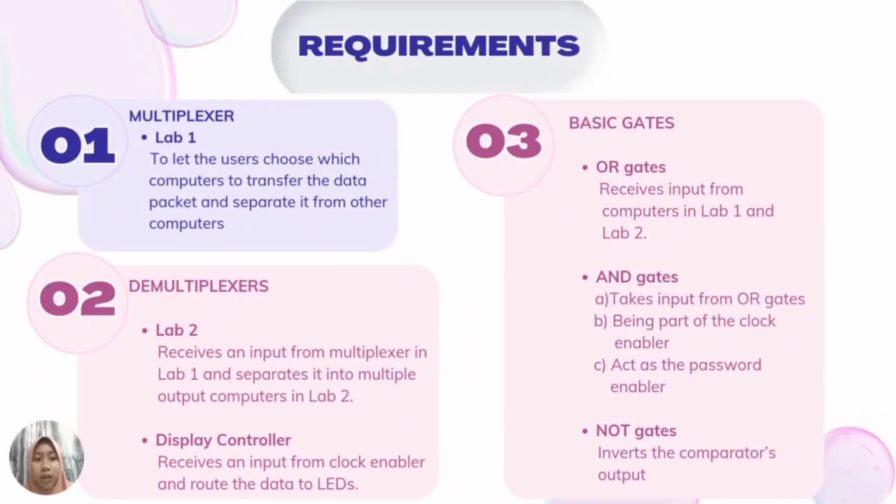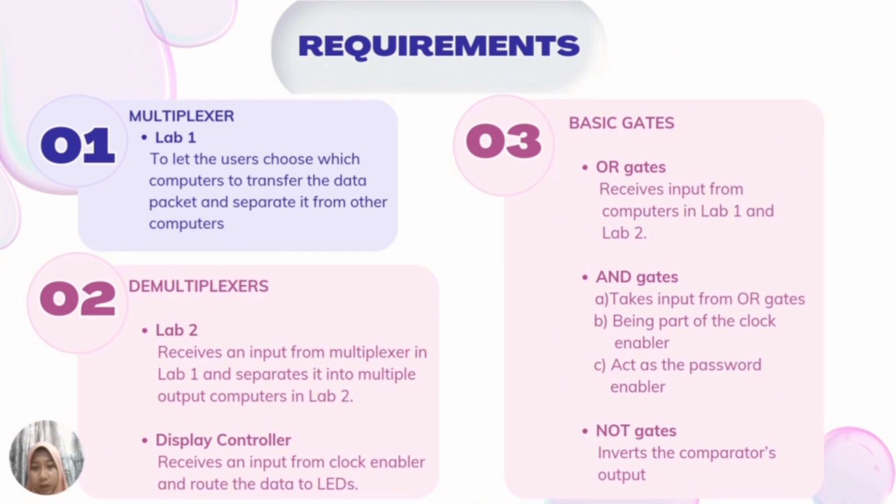Next are the requirements. Number one, multiplexer. We use one multiplexer in Lab 1, which lets users choose which computers to transfer the data packets from and separate it from other computers. Number two is demultiplexers. We use two demux. The first is in Lab 2, to receive an input from the multiplexer in Lab 1 and separate it into multiple output computers in Lab 2. For the second demux, we use a display controller, which receives an input from the clock enabler and routes the data to LEDs.